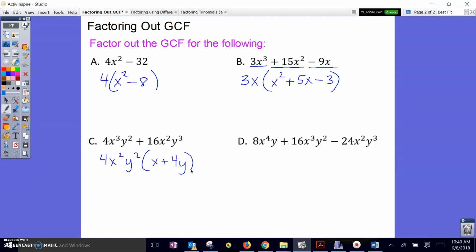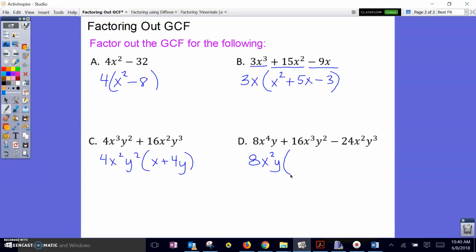All right. And our last problem here. First, we find the GCF. We find the biggest number that divides into all three of these. That's 8. And the biggest power of x that divides into all three is x to the second. And then we look at the y's. The biggest power of y that divides into all three powers of y in the polynomial is y to the first. And now we figure out what's left behind.